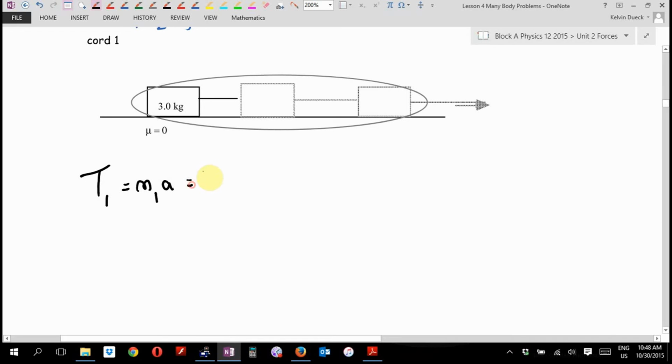Riley, how big was mass 1? Oh, and how big was the acceleration, which is why I had to do that first? Oh, good gosh. In your head, Riley, 3 times 2 is? 6 what? Tension. Newtons.